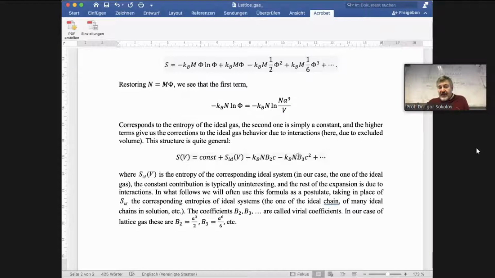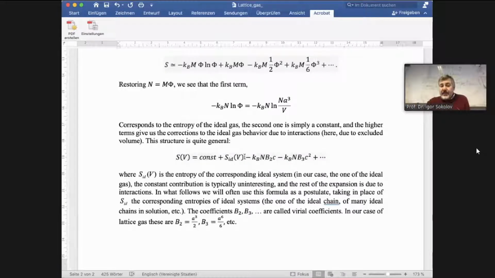These coefficients, again, just like for the pressure, have a dimension of volume, volume squared, volume cubed, and so on. The virial coefficients always have the dimension of a power of volume. And now look how the entropy looks like. Again, we will see such expressions continuously. It's some constant, which doesn't play any role.